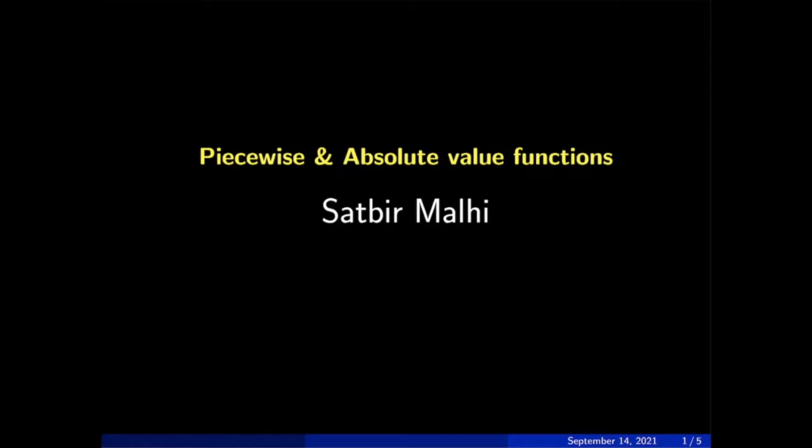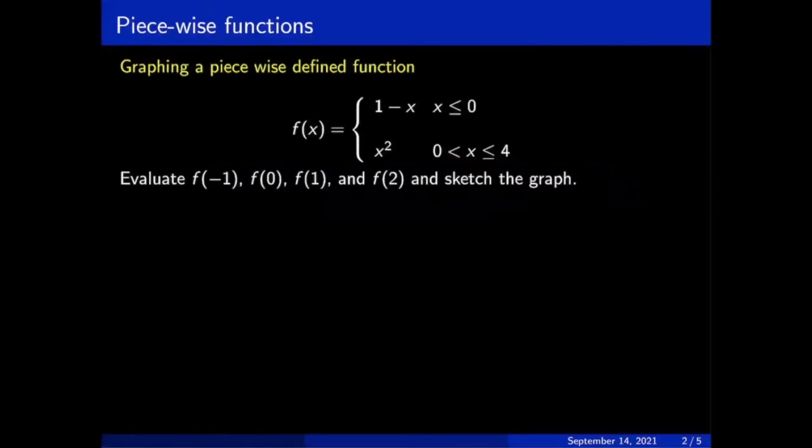The topic of our discussion in this video tutorial is piecewise and absolute value function. What is a piecewise function? When the function is defined by two or more different functions in pieces, these types of functions are called piecewise functions. As you can see in this example, the function has two pieces, 1 minus x and x squared. So there are two functions, 1 minus x and x squared. The function is defined using these two pieces put together.